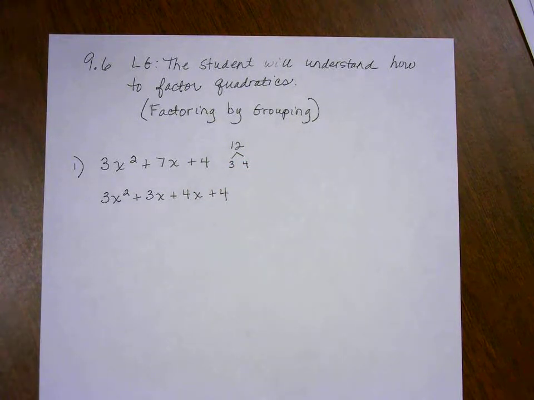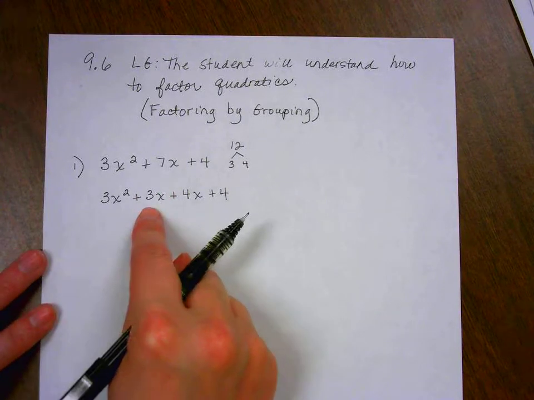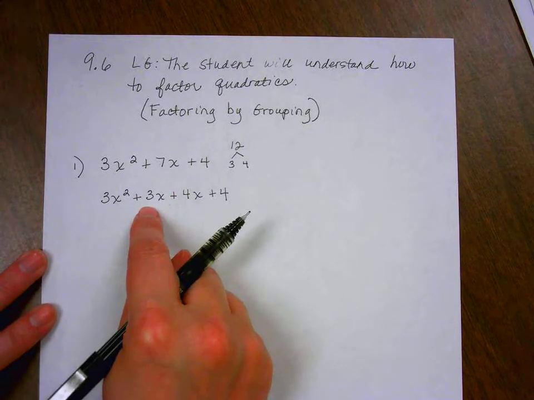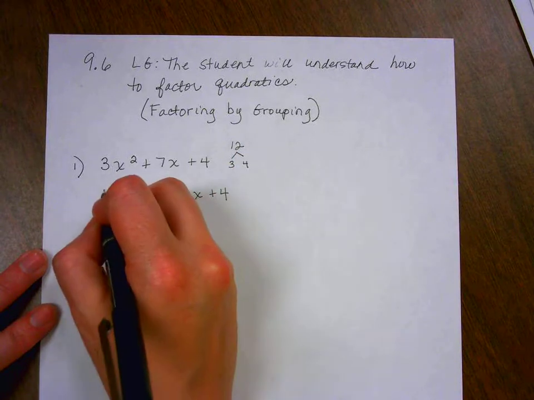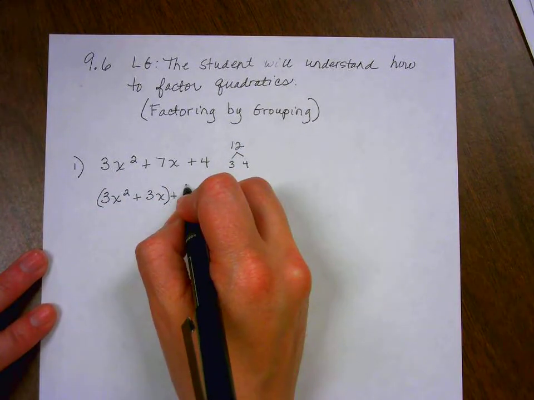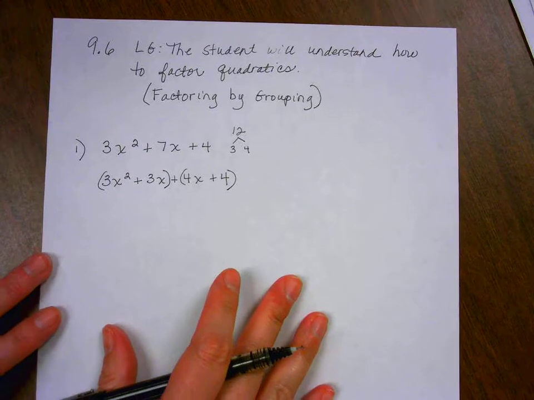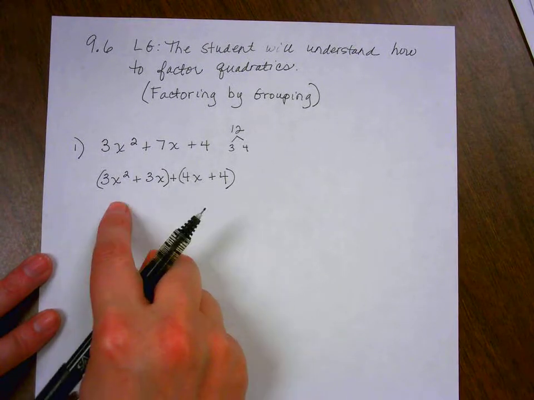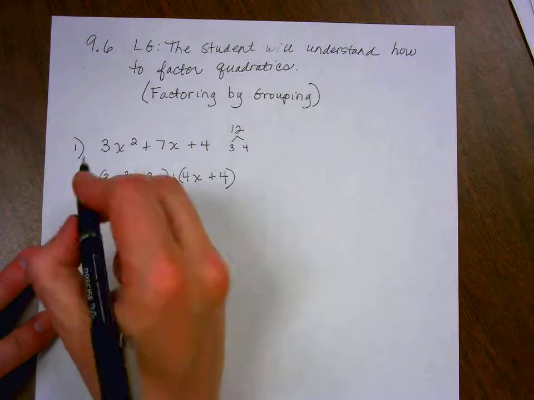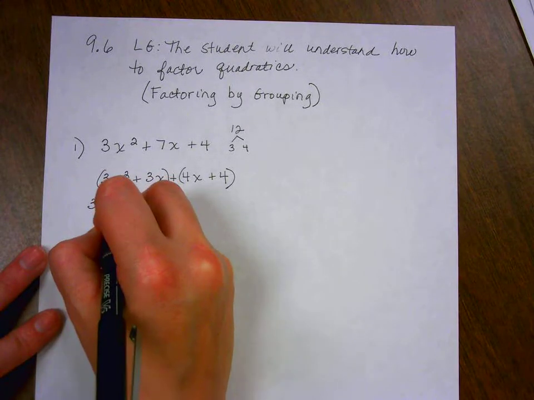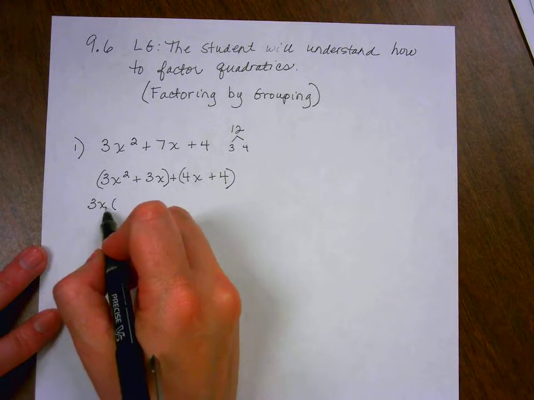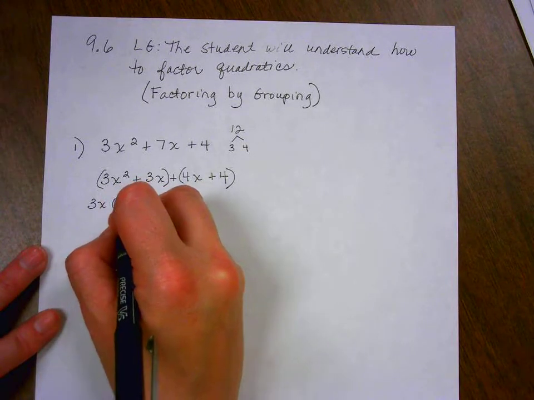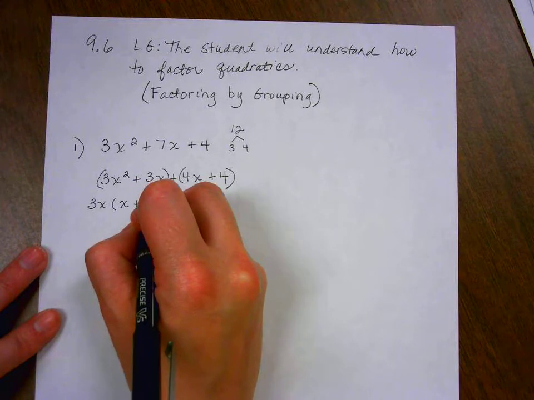Okay, so does everybody understand what I just did? That'd be the exact same numbers I would have put in the box for box method. Okay, now what I'm going to do here is pull out the greatest common factor of both sets. So I'm going to put a set of parentheses here and a set of parentheses here. And I'm going to say, okay, are there any common factors in this first part? 3x, right? So I'm going to pull out a 3x and see what I have left. So 3x times 3x squared, that would make this an x plus 1.